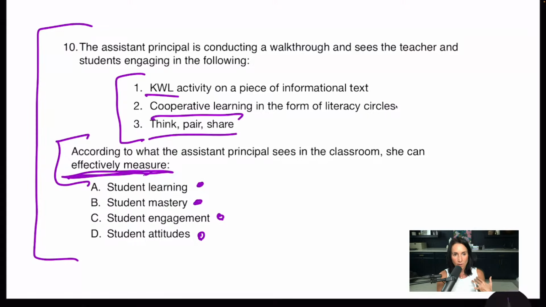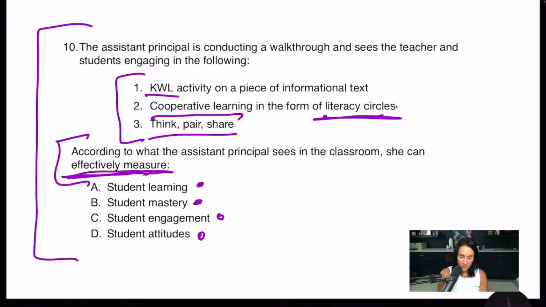Well, KWL is a graphic organizer. What do you know? What do you want to know? What did you learn? So that's a lot of interaction among students and between students and the teacher. Cooperative learning, obviously, kids are getting into groups in the form of literacy circles. Really good. And think, pair, share is when we think aloud or we think for a minute, pair up, and then share aloud. So we have a lot of engagement here.